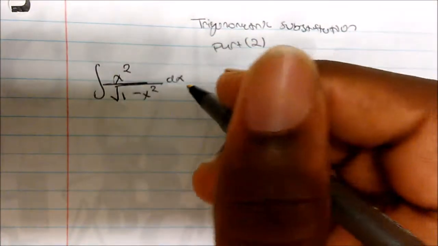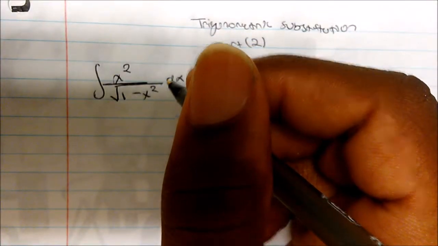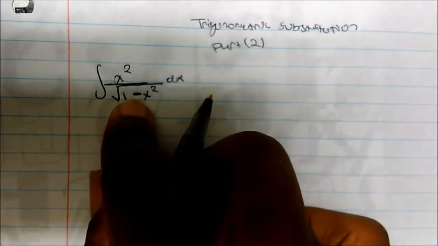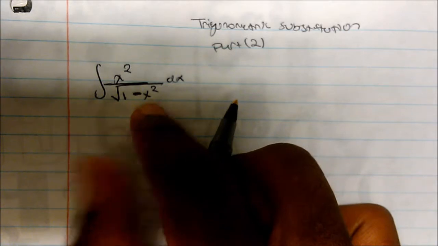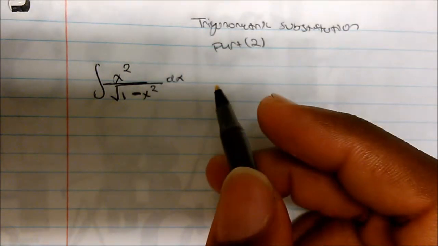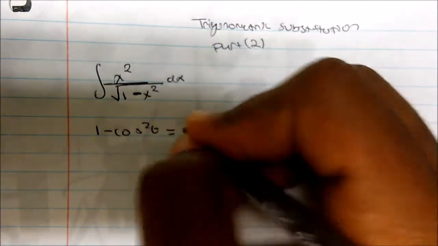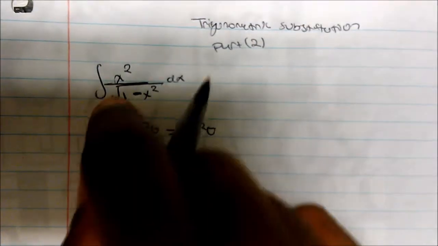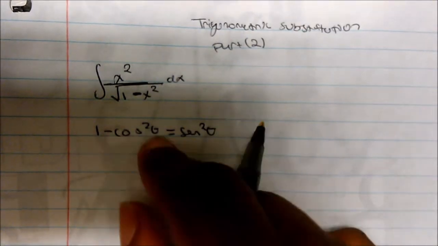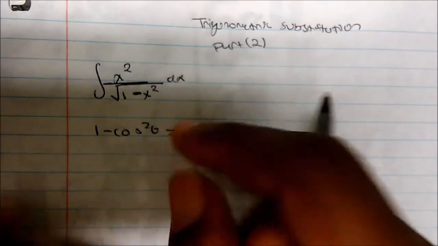Okay, well, again, always write down my substitution. So if I look at this, I have some number minus x squared. And what identity am I thinking of? I'm thinking of 1 minus cosine squared of theta, that is equal to sine squared of theta. Well, I have a 1 here, so as currently written, my identity is valid.